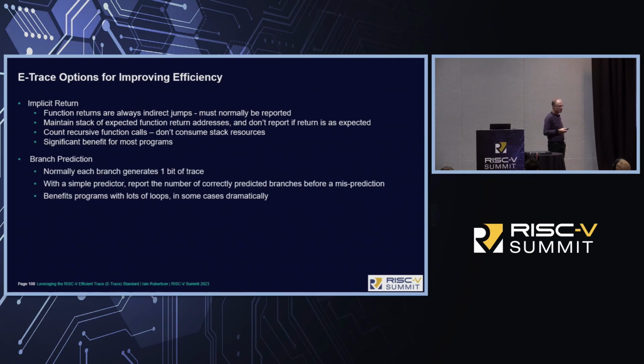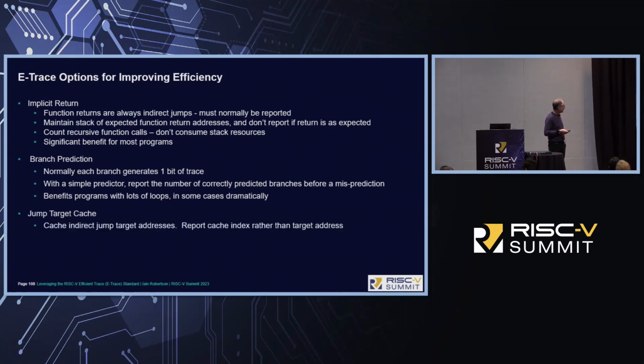So branches normally generate 1 bit of trace each to indicate whether the branch is taken or not. But you can enhance that with the addition of a fairly simple predictor. If you have a branch predictor that you implement both in hardware and equivalently in the decoder, then you can essentially keep track of the number of correctly predicted branches, and only when you have a misprediction do you need to report, and you output the count of correctly predicted branches prior to the one which failed. And this really benefits programs with lots of loops, particularly tight loops.